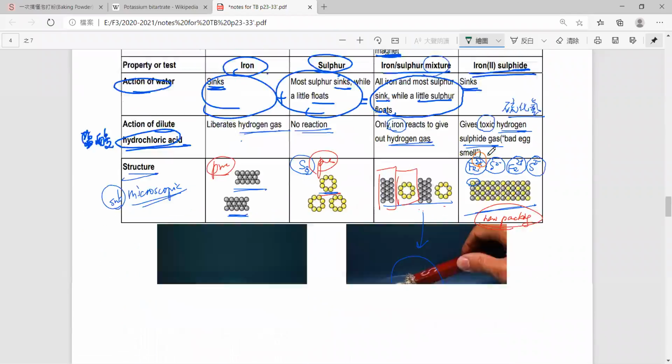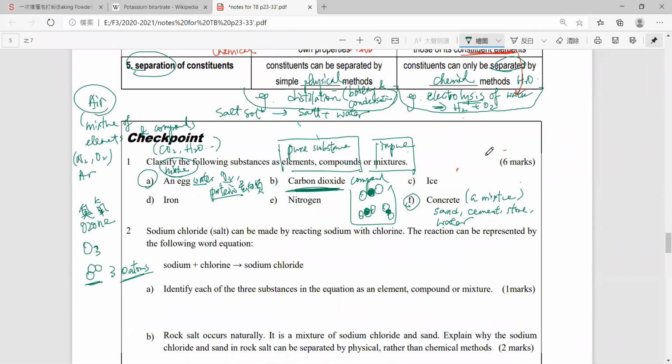we still categorize it under the term elements. But why do I say it's O2 and O3? It's because only that type of combination will make it stable. Why is it stable? Why did Mr. Chin say it's stable?